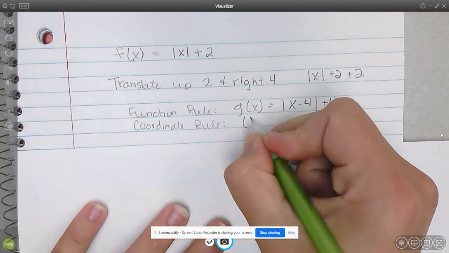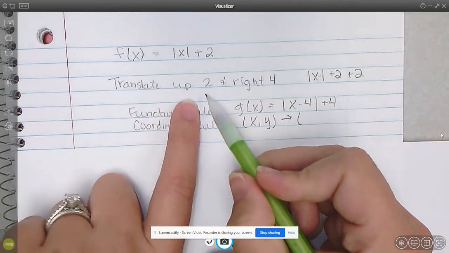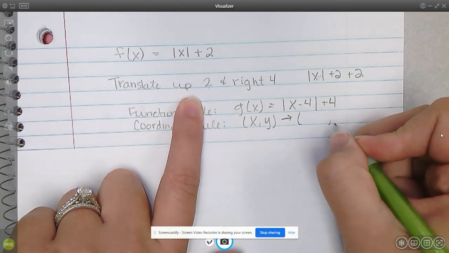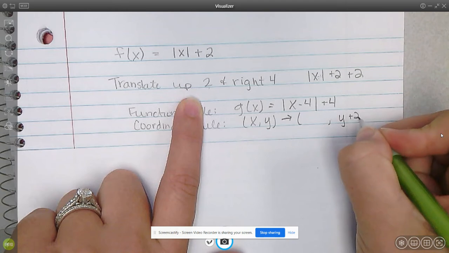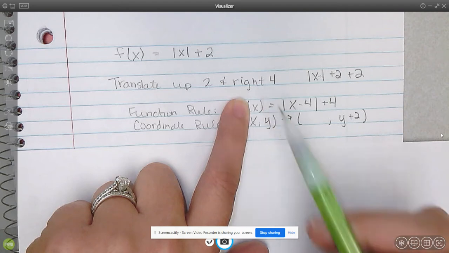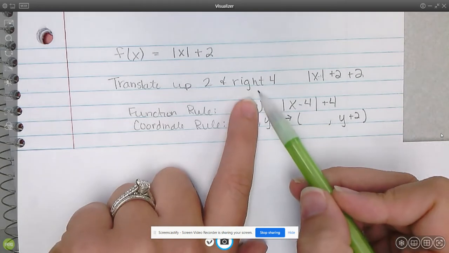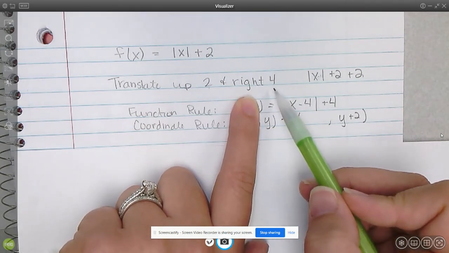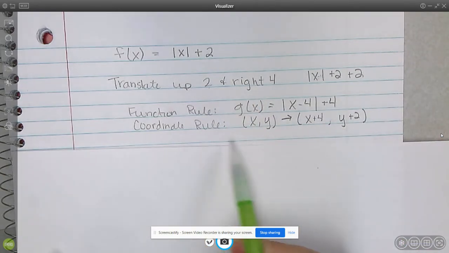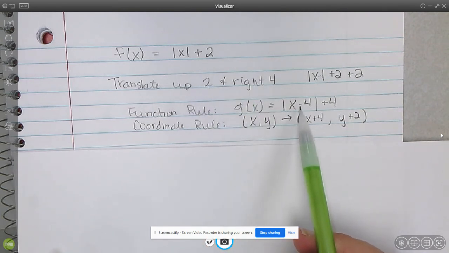And then our coordinate rule, we'll go from x, y to, so if we're going up 2, up is talking about your y values. So we are going to add 2 to our y's. And if you're going right 4, sorry, we're doing the coordinate rule, ignore what I said. If you're going right 4, you're adding 4 to every x value. So x plus 4. For the coordinate rule, you just follow exactly what this says. For the function rule, for moving horizontally, you do the opposite.